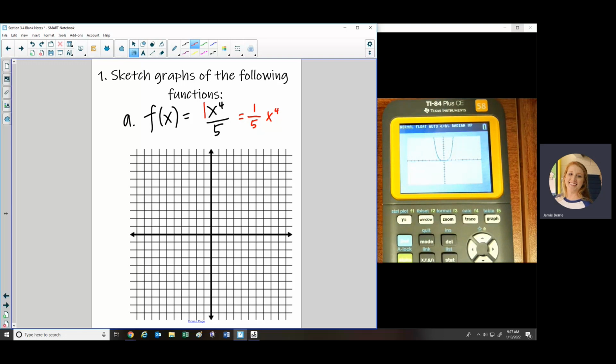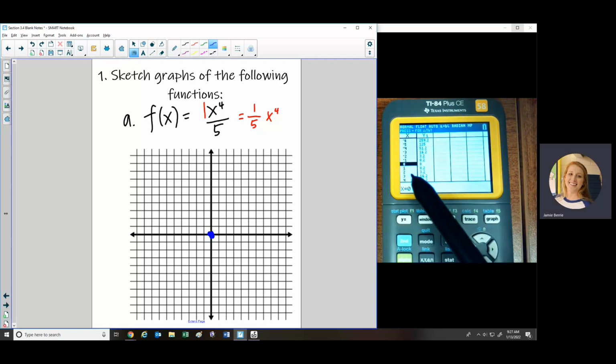If I wanted to make it more precise, I could go to my table right here. So I could hit second graph to go to my table, and then I could pick out a few coordinates. Let's get some reasonable ones here. 0, 0. We'll plot that one. Let's get a different color.